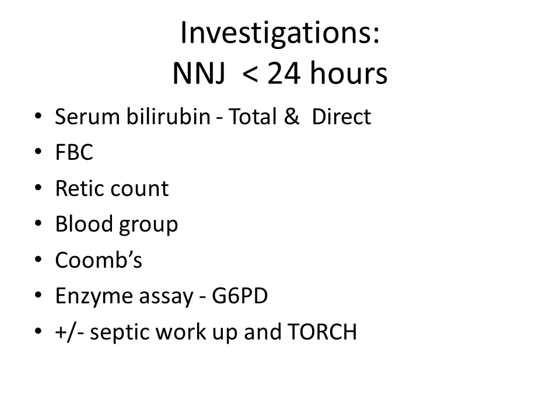These include total serum bilirubin, which gives an indicator of severity of jaundice, and direct serum bilirubin, which differentiates between conjugated and unconjugated hyperbilirubinemia. Full blood count, red cell count, blood group, Coombs test, and enzyme assay for glucose-6-phosphate dehydrogenase should be sent to rule out hemolytic causes. We also should perform septic workup or TORCH screen if clinically indicated.